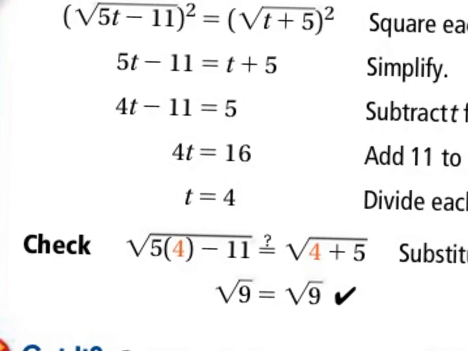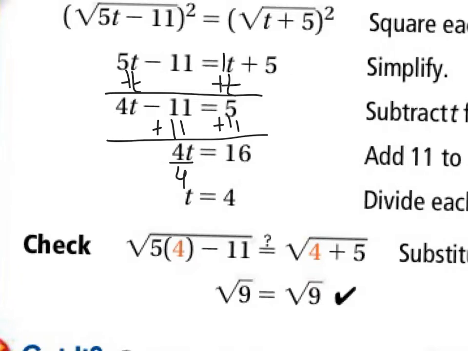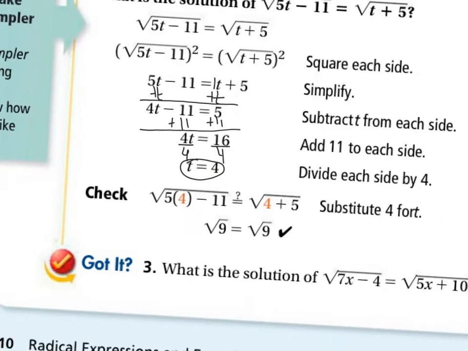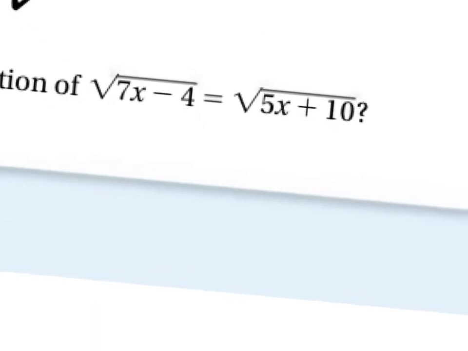So trying to get the variable on one side, they subtracted 1t on both sides, then they added 11, and then they divided by 4. So they got t equals 4. Then they went ahead and substituted that back in the original equation, and it worked. So they got the right answer. So let's look at the Got It 3.